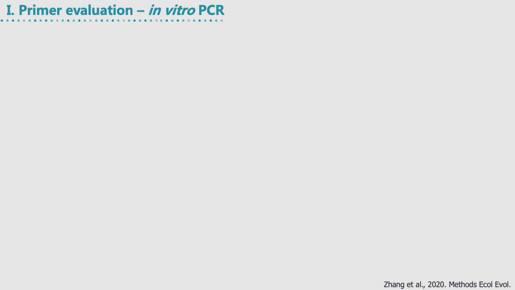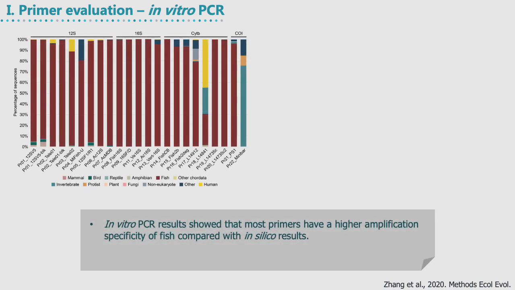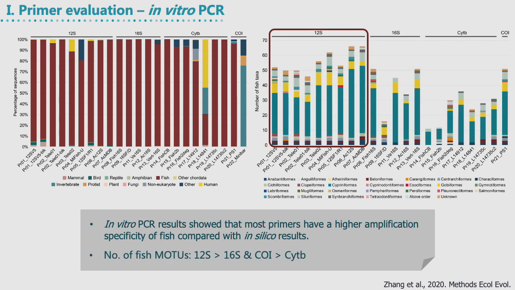In vitro PCR means using true eDNA to amplify the sequence. Compared with in silico PCR, the results of in vitro PCR had a higher amplification specificity for fish, and the 12S region amplified the most fish MOTUs, so we chose primers in the 12S region for further study.